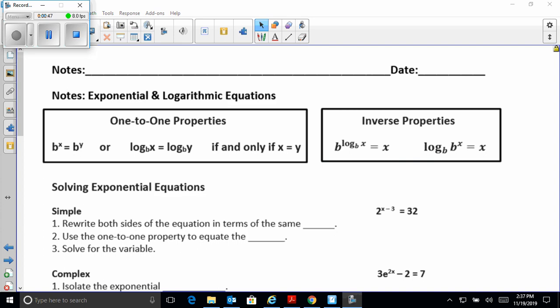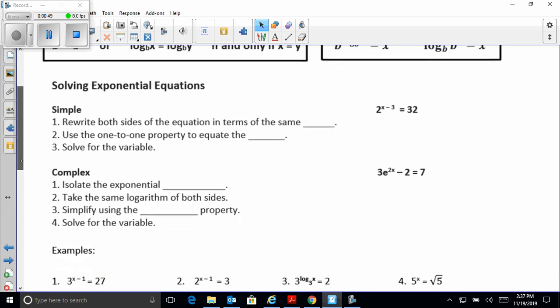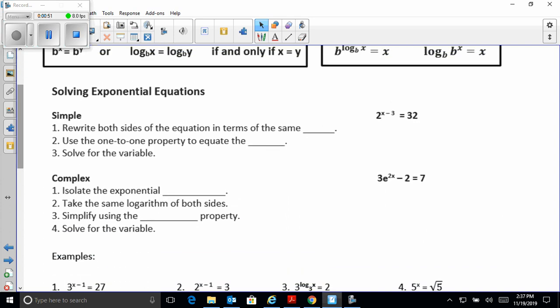So I'm going to start with exponential. I'm going to look at two types, simple and complicated. I'm going to work an example of each next to it. So with a simple exponential, you rewrite both sides of the equation in terms of the same base, if this is possible. If it's not possible, then it becomes a complex one.